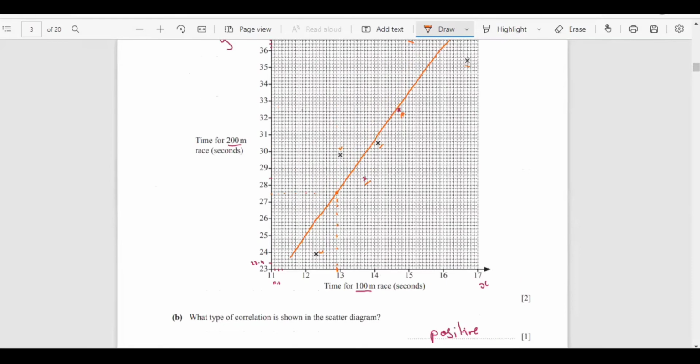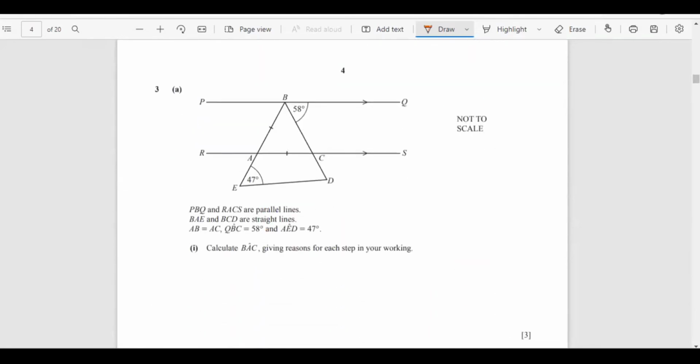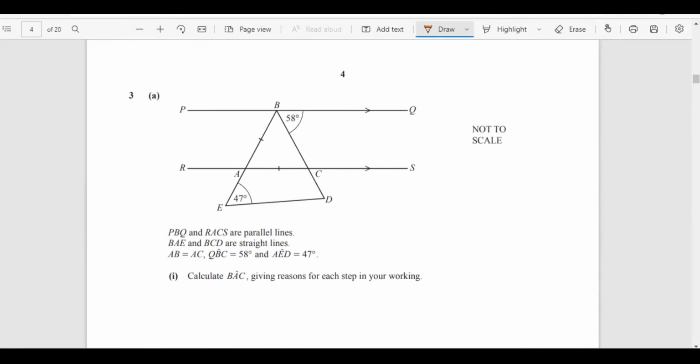All right, very good. Right, let's talk about the third question for this. Okay, so we have PBQ and RSE, they are parallel lines. You can also see that through these arrows. I told you earlier as well, these arrows are basically representing parallel lines. BAE and BCD are straight lines. AB is equal to AC, and they have represented that through these dashes as well. So everything is there. QBC is 58, AED is 47.